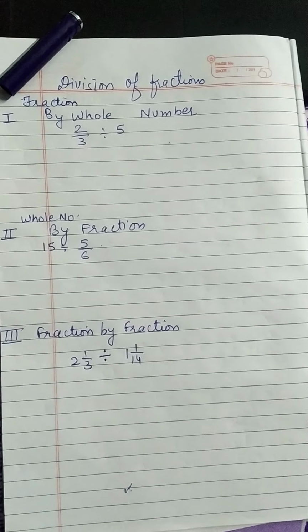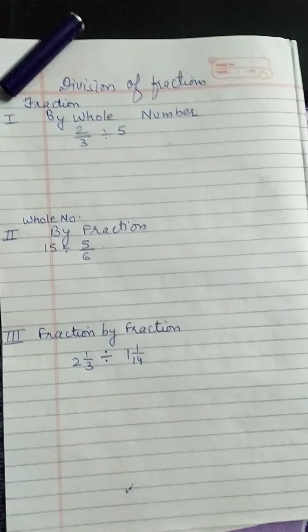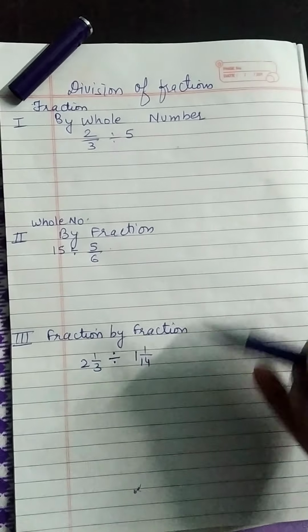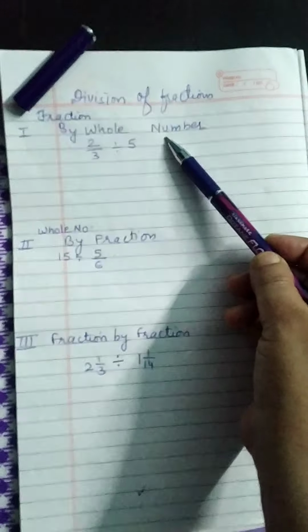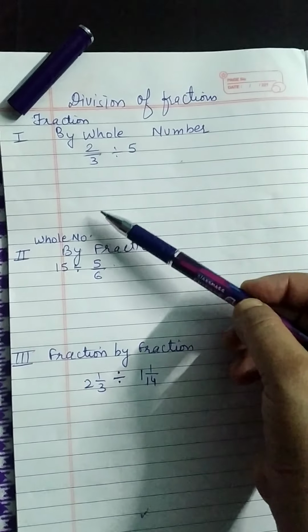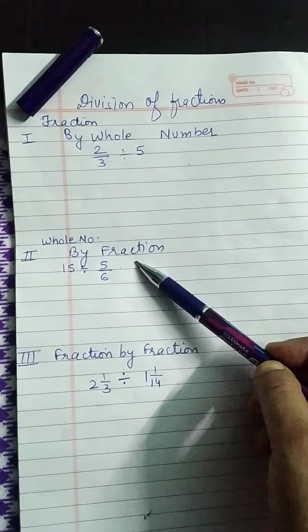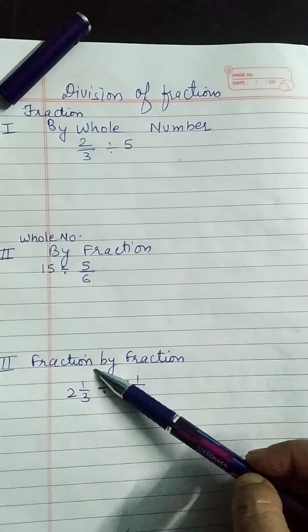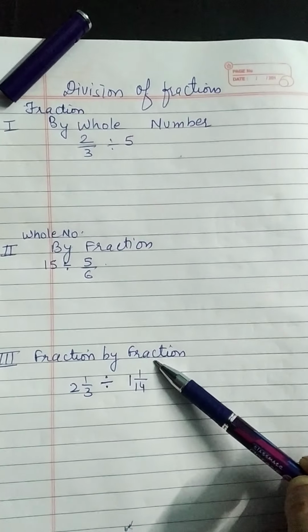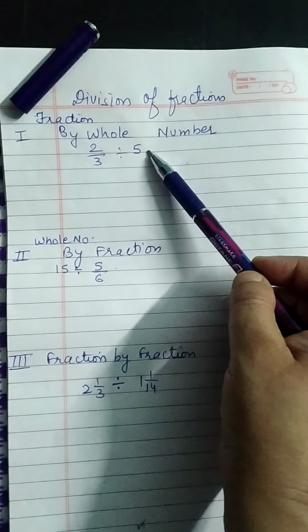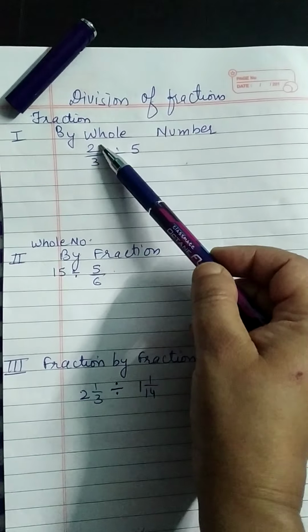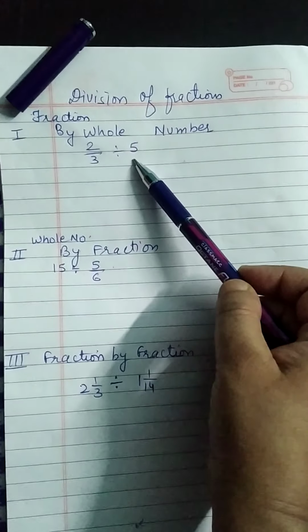Let's start the division of fractions. Division of fractions, we have three parts. One is when we divide fraction by the whole number. Another one is when we divide whole number by fraction. And the last when we divide fraction by fraction. So let's see fraction by whole number. Example, I am showing you 2 by 3 divided by 5.